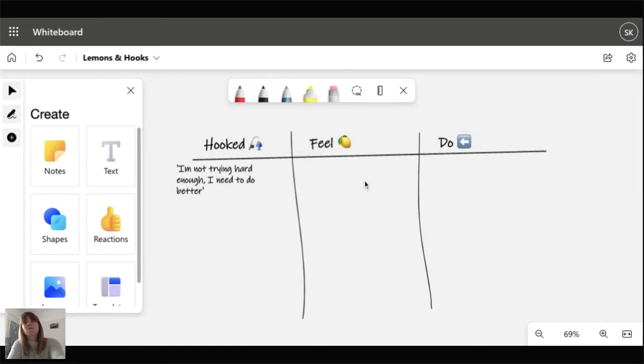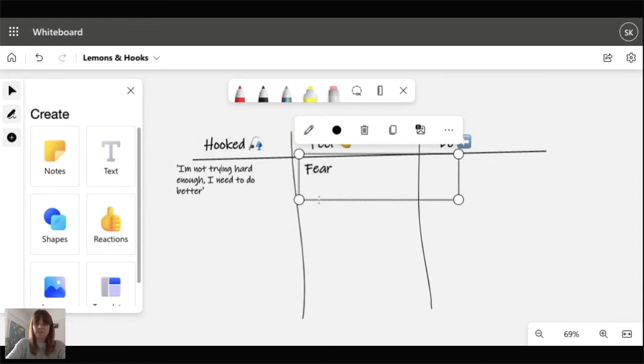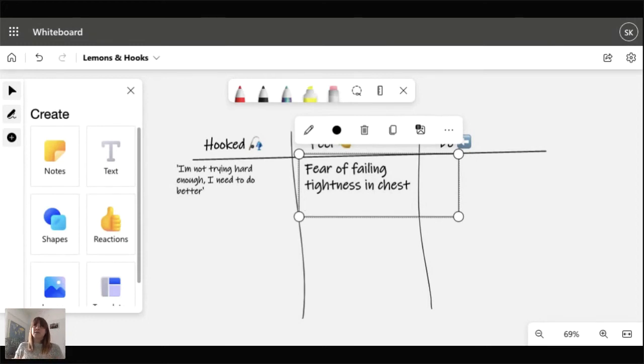And then what we've got up here is what feelings show up. So that lemon, the lemon effect they call it. So the lemon effect of what do I notice in my body when I'm hooked into my mind, and my mind telling me that I'm not trying hard enough. And often what I notice is fear of failing, which shows up in my body as a tightness in my chest and butterflies in my stomach.